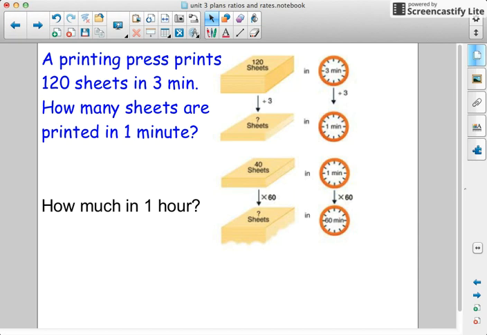So for example, a printing press prints 120 sheets in 3 minutes. How many sheets are printed in 1 minute? So that would be a unit rate if we found out per 1 minute. So we could divide by 3. We would find that it's 40 sheets per 1 minute. We could also find out per 1 hour, which is also a unit rate. We would take that 40 sheets per minute, times it by 60, and we would get 2,400 sheets in 1 hour.